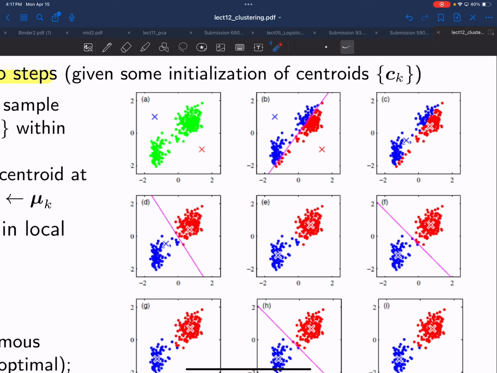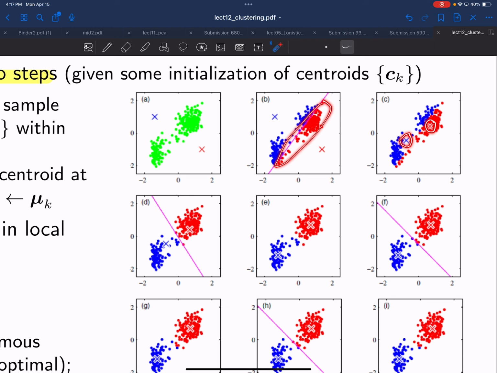The first thing we do is the Voronoi cell, which is just the line that bisects those 2 points. So everything on this side belongs to blue, everything on this side belongs to red, and that's what's shown here. Everything is colored appropriately. Now we take the sample mean of all the blue points, which gives us this x here, and the sample mean of all the red points gives us this x over here. Those are now our new centroids.